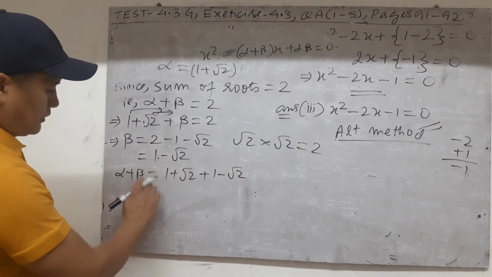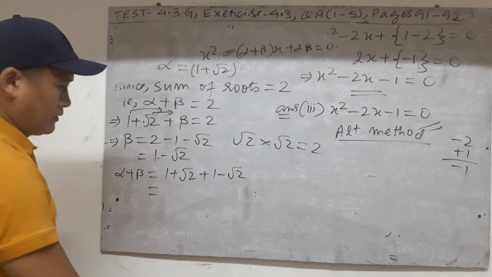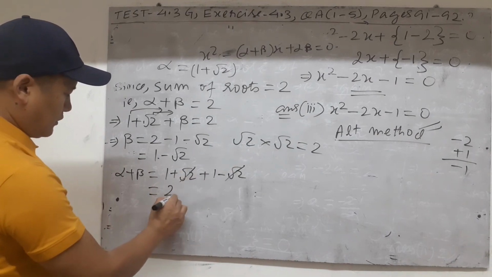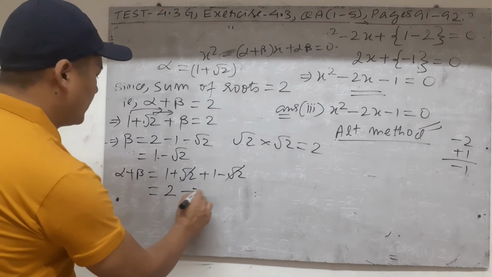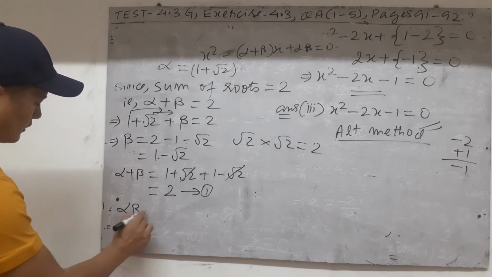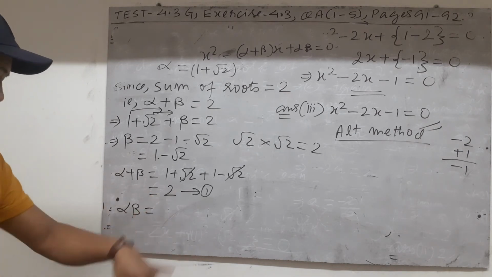And you can also do like this. You can write after this alternative method. So plus root 2 minus root 2 is 0. 1 plus 1 is plus 2. Let's call this equation number 1 if you like. Then alpha into beta. Some people find it easier this way, so you can try this one also.